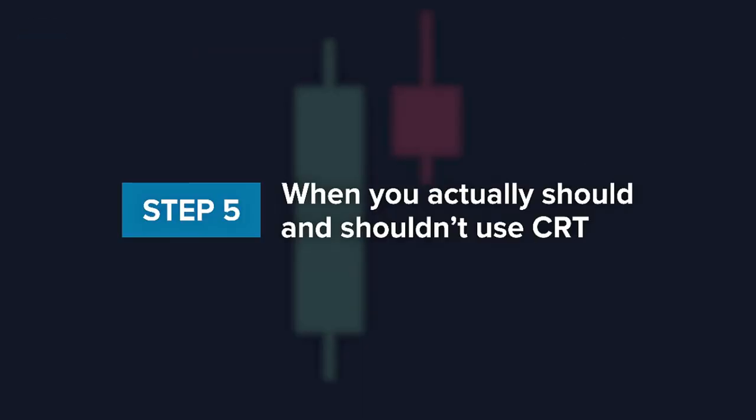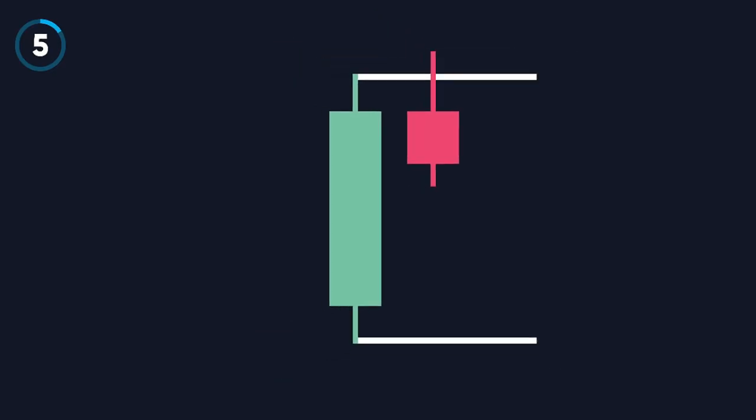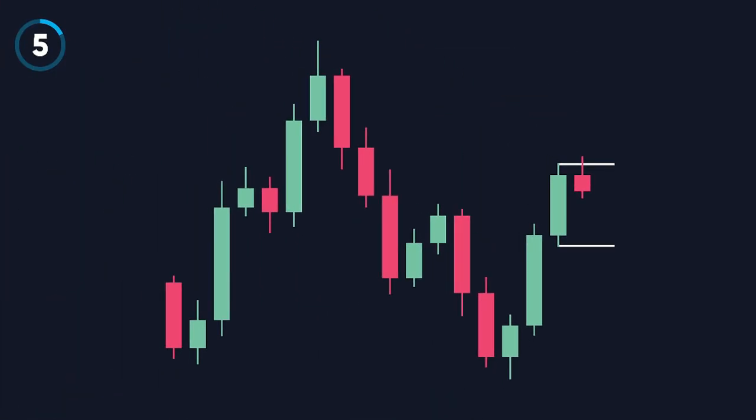So now let's move on to step 5, which covers when we should and shouldn't use CRT. The concepts behind candle range theory are very powerful, but only when used under the right circumstances. For example, here we have a bullish candle, which is then followed by a candle that has created a liquidity sweep on the candle range high. And with only this information, we might expect the third candle to push down and attack the candle range low. But whilst this setup might look promising at first, the crucial part that most traders overlook is making sure that the setup actually makes sense within the context of the external market structure.